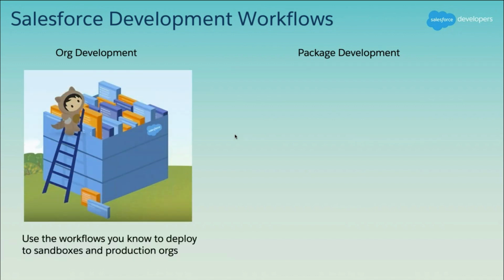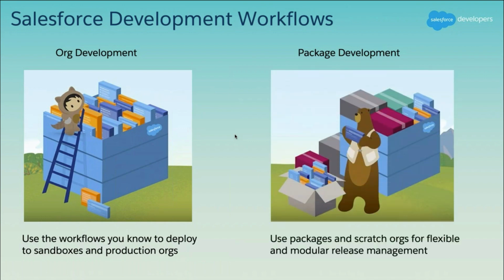If he is doing org-based development, then the source of truth lies with the production org. So all your source stays there, and you can develop your applications on a sandbox, and then you can deploy your applications using change sets and other tools. But when you're using package development, which is the most modern development, you build your application in a modular way as packages, using temporary orgs like scratch orgs. Every developer can have his own scratch org, develop everything there, and then deploy that package into either another scratch org, a sandbox, a pre-release org or a production org.